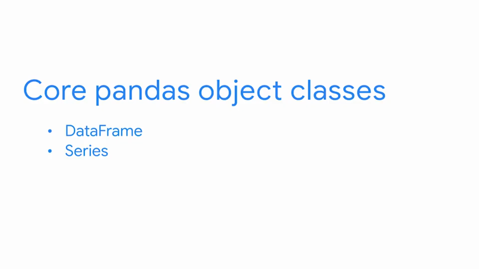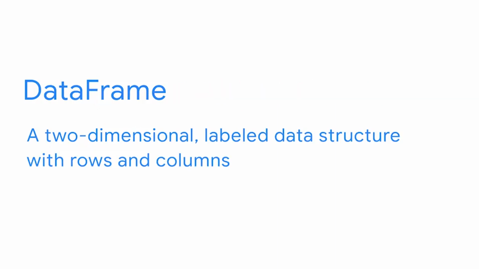In this video, you'll learn about the main classes in the Pandas library and some important ways to work with them. Pandas has two core object classes, data frames and series. Let's begin with the review of data frames. A data frame is a two-dimensional, labeled data structure with rows and columns. You can think of a data frame like a spreadsheet or a SQL table.